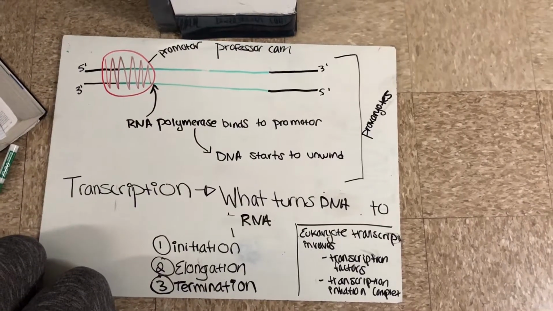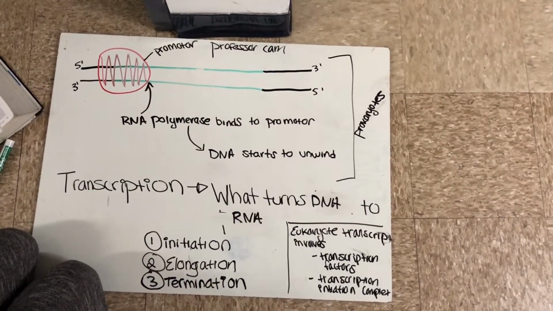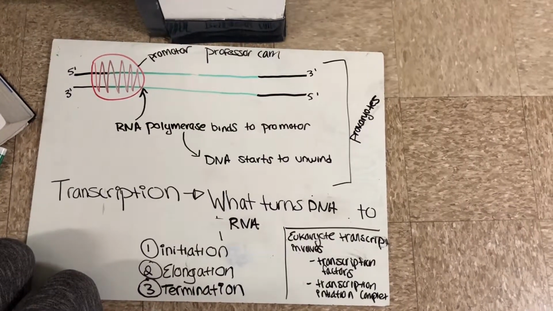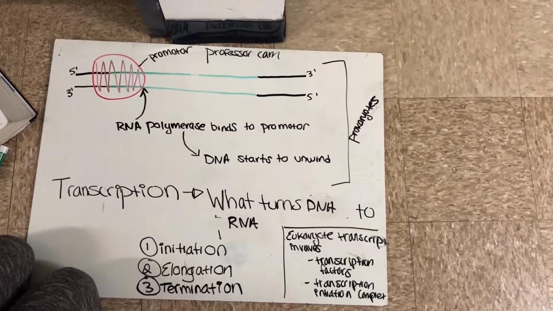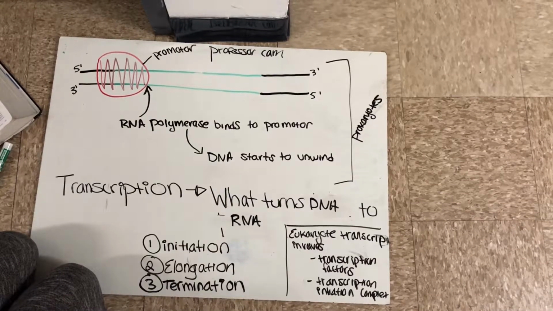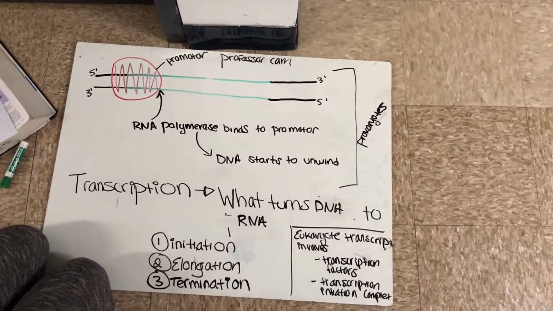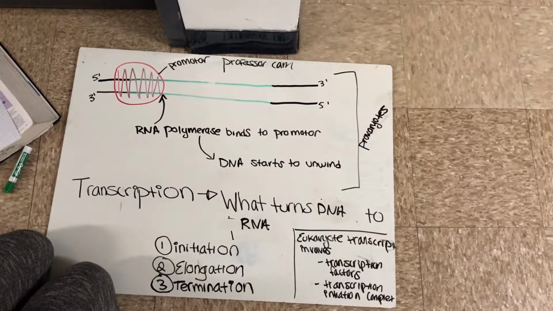And overall, transcription is what turns DNA to RNA, and it consists of 3 steps: initiation, elongation, and termination. The first step is initiation, which is a little different between prokaryotes and eukaryotes. And first, we're going to talk about what happens in prokaryotes.